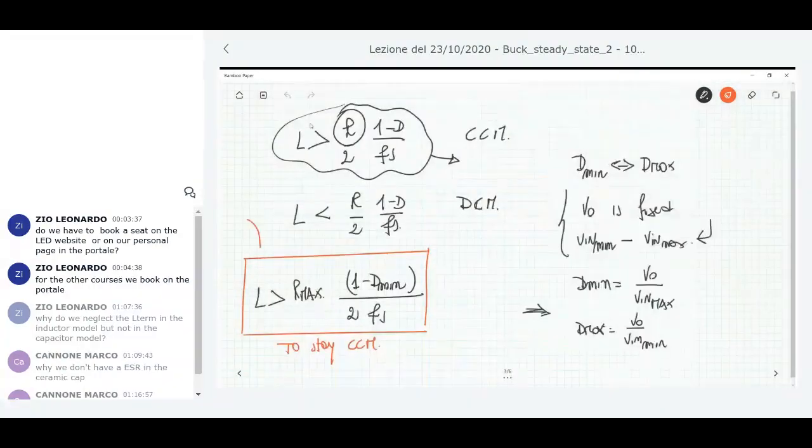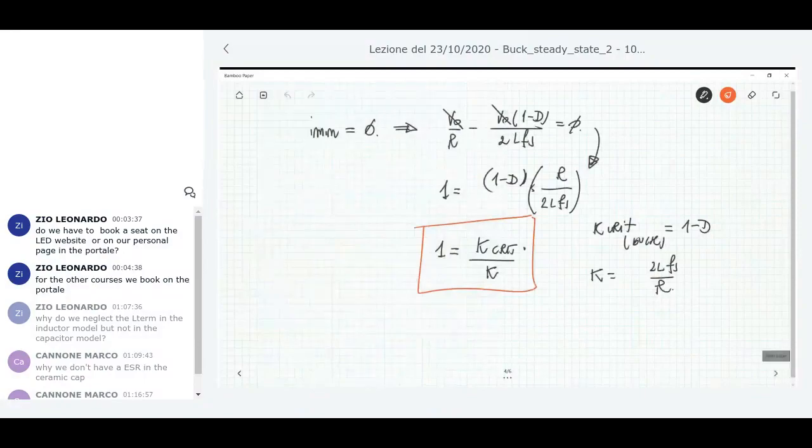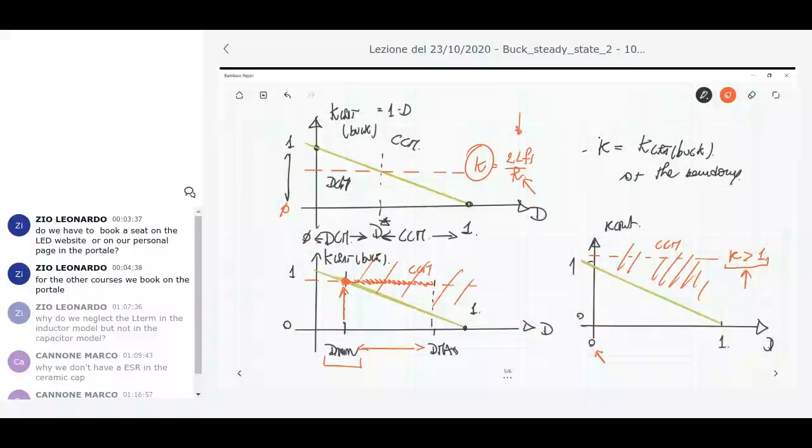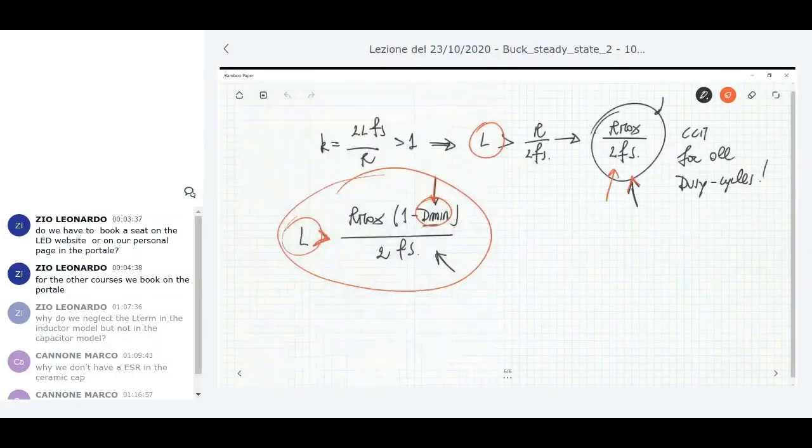For example here, in order to stay in CCM. But if you know the inductance, this expression defined by the K critical case means that you can also evaluate, for example, for a fixed inductance, which is the load resistance that can be connected to the output to stay in CCM. So you can invert this expression in order to evaluate, for example, the resistance.